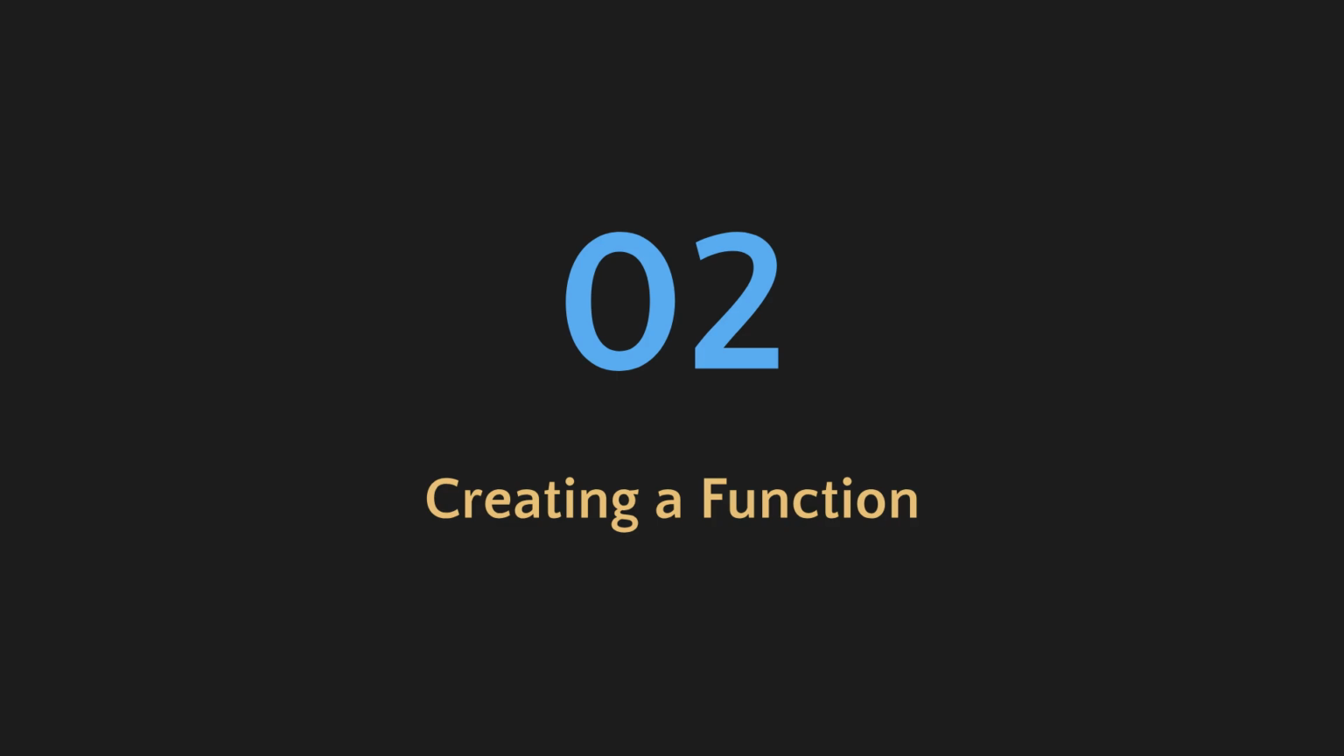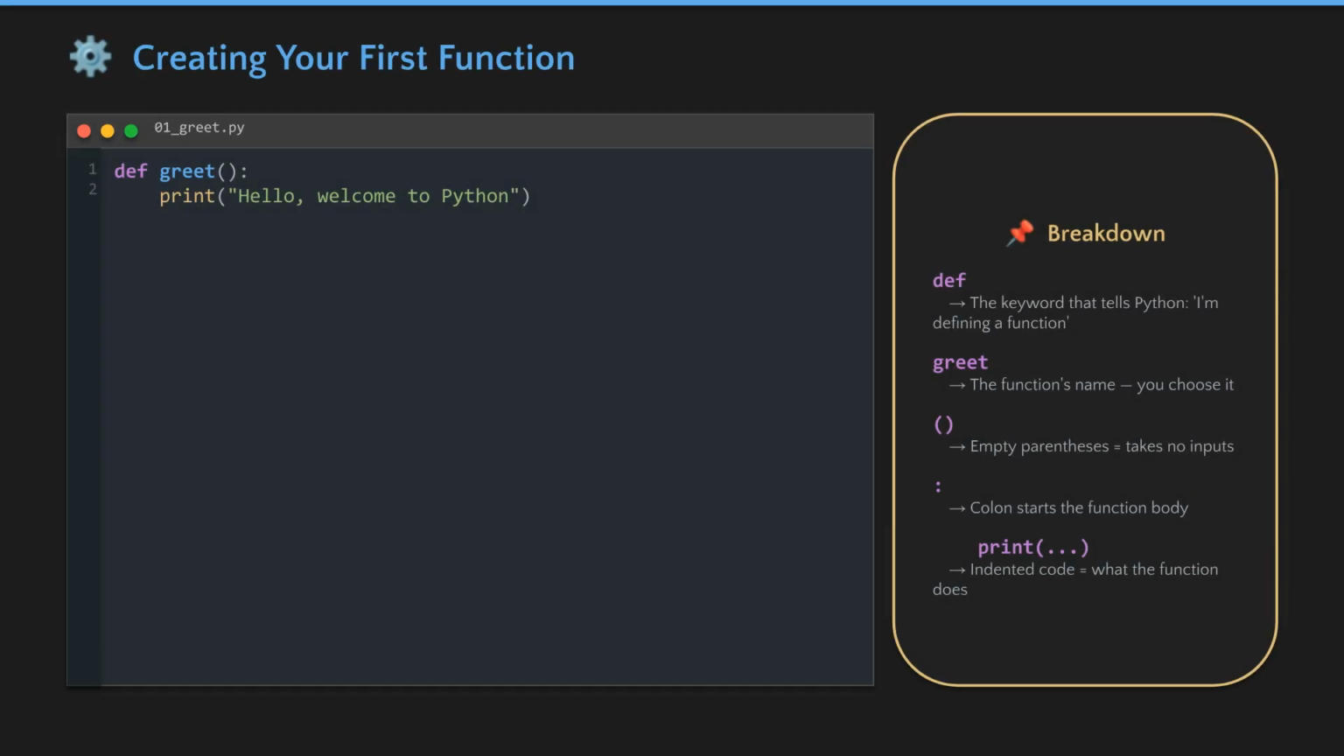Next, we will look at creating a function. This introduces your very first def keyword in Python. A function is defined using the def keyword, followed by the function's name and parentheses. The colon indicates the start of the function body, and the indented code is what the function executes when called.